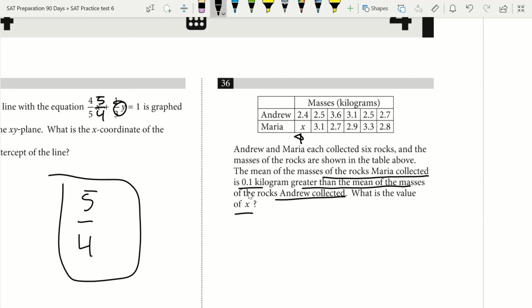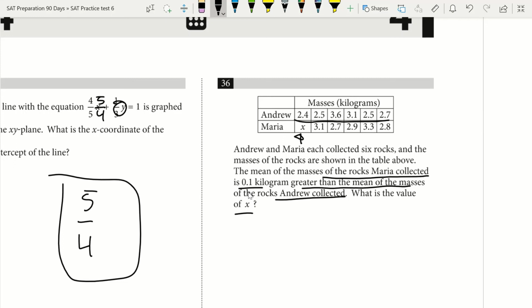Okay, Maria's rocks are going to have a mean mass of 0.1 greater than what Andrew collected, so we have to calculate the mean mass of what Andrew collected. To do this, we're going to have to sum all of those points for Andrew and then divide by 6. So we're going to have to plug that in our calculator, which I'm going to do now. Okay, so I'll do 2.7 plus 2.5 plus 3.1 plus 3.6 plus 2.5 plus 2.4.